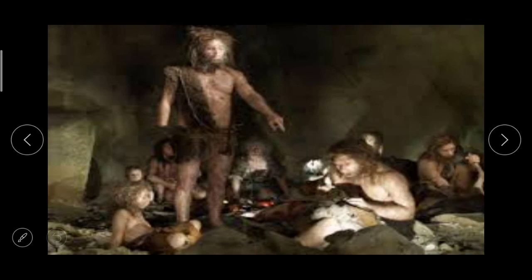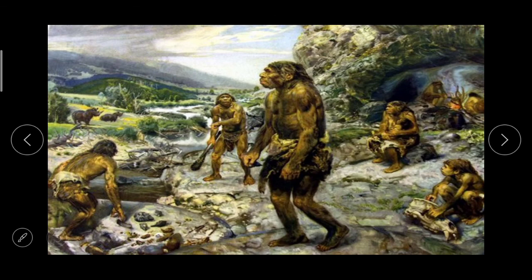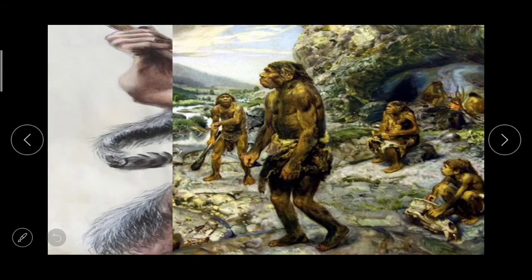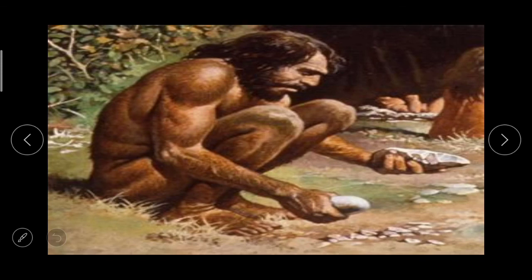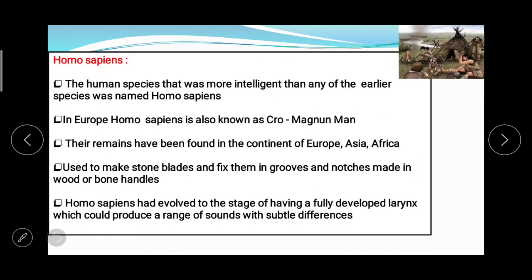Now here you can see how they are in the group, different climatic conditions, and in the group hunting of big animals, making tools.